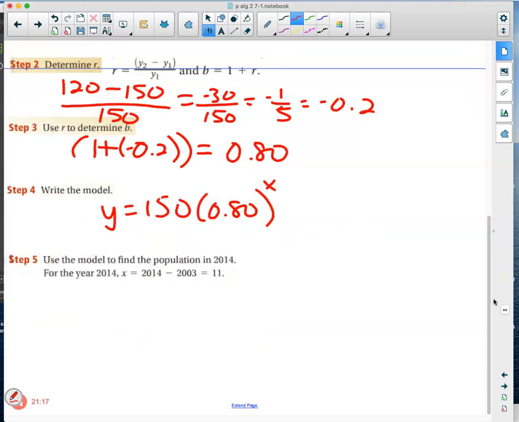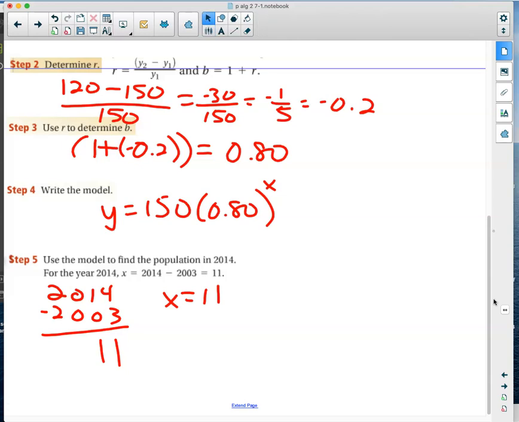And it says use the model to find the population in 2014. So 2014, and our 0 year was 2003. How many years passed between 2003 and 2014? 11. So we're going to want to know what's going to happen when x equals 11. So we could just put an 11 in here and just punch that in. Or we could put this in as a graph and then use the table to see what's happening with the Iberian links. Let's do that both ways.